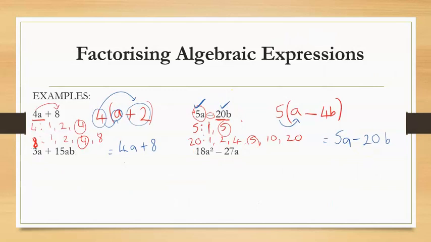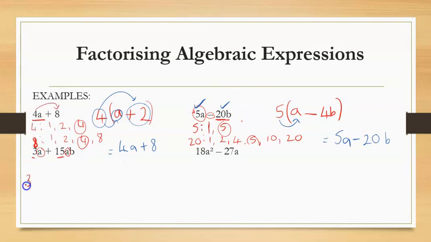So in this next example, 3a add 15b, we have to find the highest common factor of 3 and 15. But you should also notice that there is another common factor there. When you're factorising, you have to look and see whether there are any common factors with the pronumerals or variables too. And in this case, we've got an a with the 3a and an a with the 15ab. So that becomes part of our factorising process too.